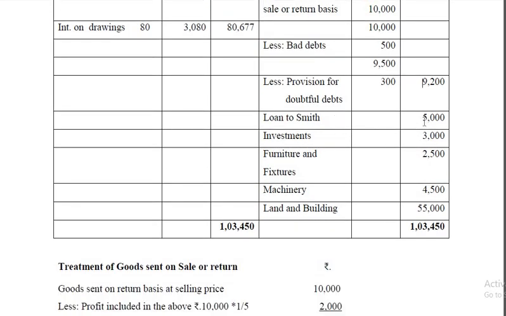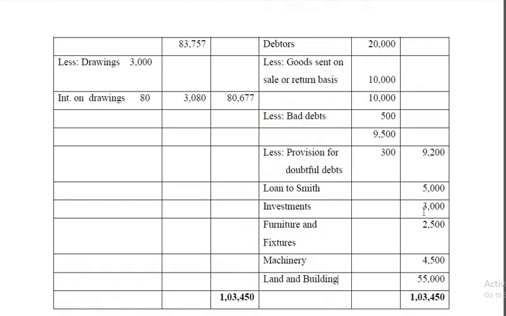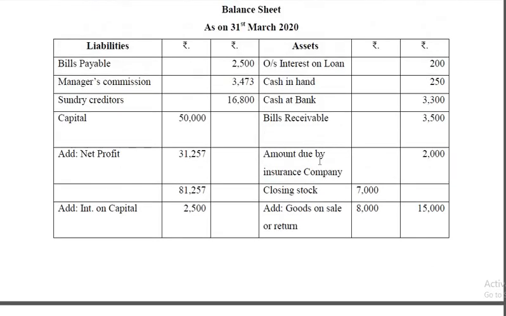Loan to Smith 5,000. Investments 3,000. Furniture and fixtures, fixed asset, 2,500. Machinery 4,500. Land and buildings 55,000. Come to the liabilities side. Bills payable 2,500. Manager's commission you have calculated there, 3,473. Sundry creditors 16,800. No adjustments.